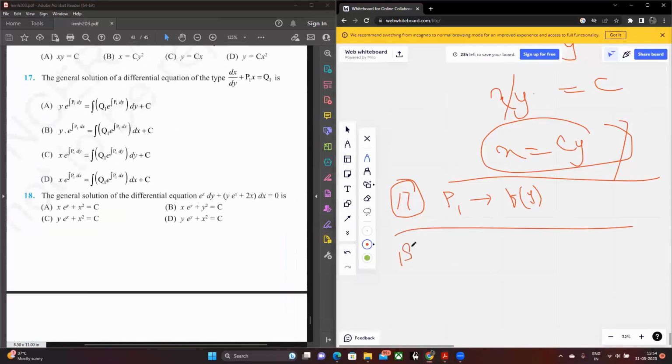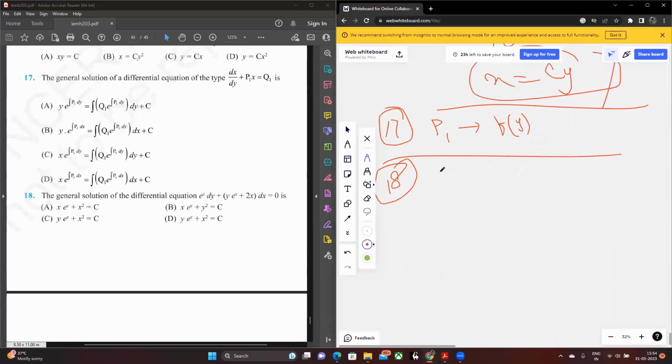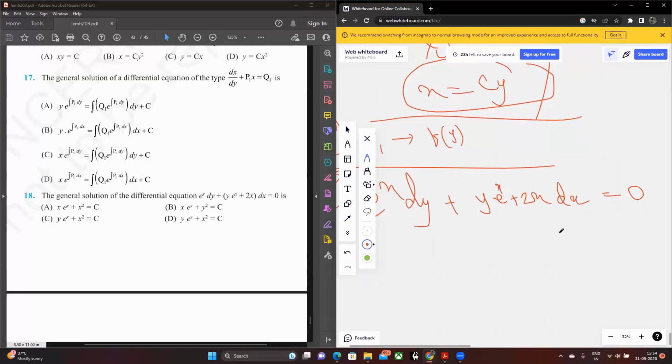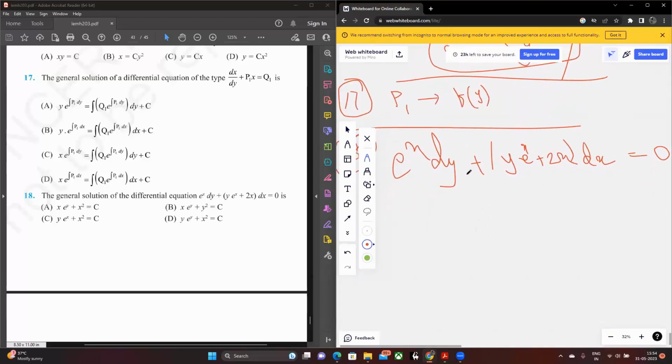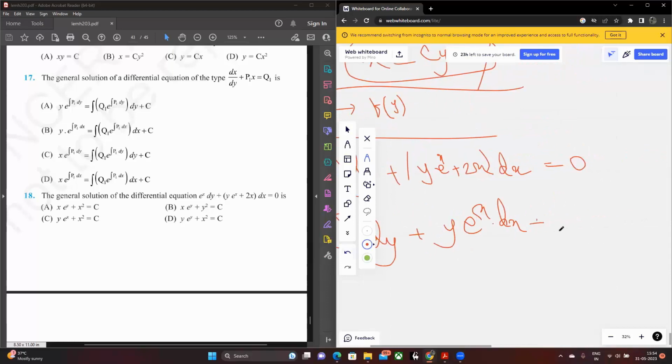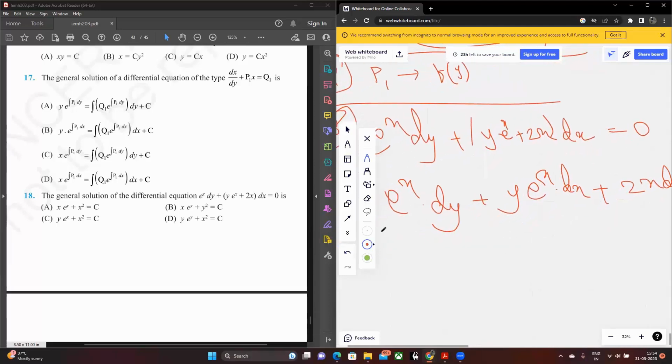Finally, coming to the last question in this chapter: e power x dy plus (y e power x plus 2x) dx equals 0. What do you do over here? Basically check that this is e power x times dy plus y into e power x times dx plus 2x dx equaling 0.